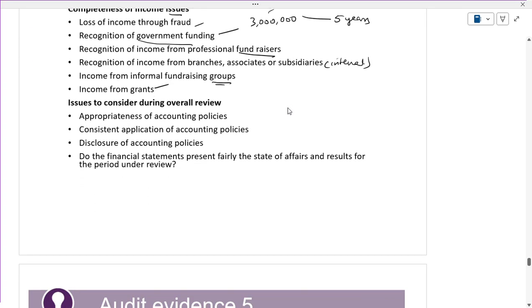Now, issues to consider during overall review. You should have the appropriate accounting policies, consistent applications, consistency comparison. You have a consistency, you have a disclosure. Do the financial statements present fairly the state of affairs and results for the period under review? It means you should not take it lightly, okay, that this is not for profit. Even the organization should not take it, even the auditor should not take it.